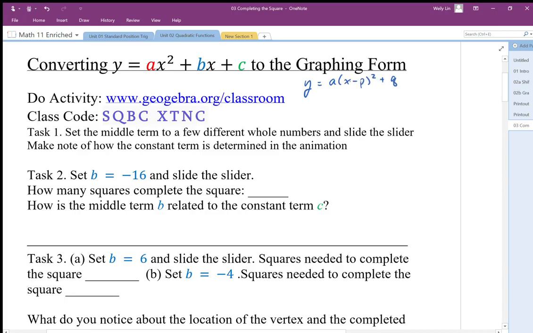Okay, sometimes you use k and h, or h and k. So what we want to do is figure out how we can go from this general form to this square form. And notice that there's this square here. So we want to be able to make this square. So how do we make this square part so that we can get the graphing form? And this method is called completing the square.